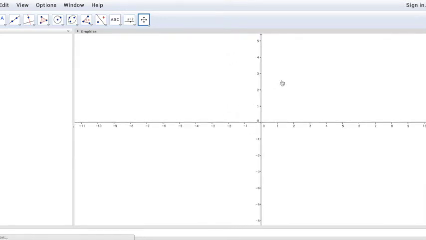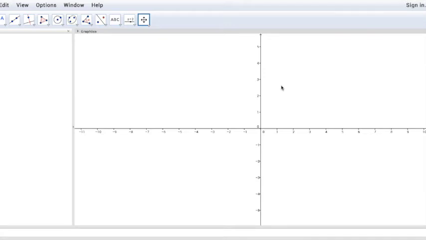There are two examples we look at. One is a simple linear pair of equations. The equation is 2x plus y equals 6. The second one is 3x plus 4y equals negative 12.